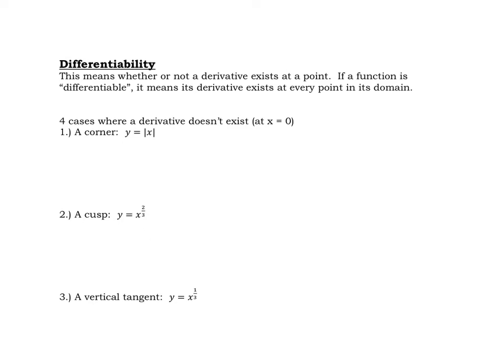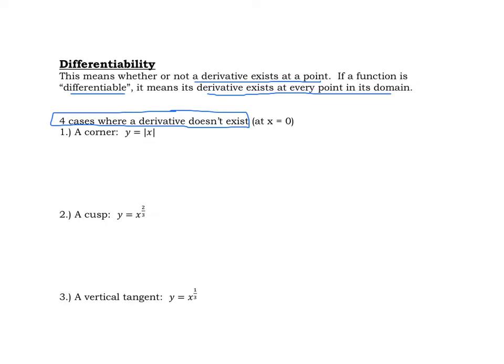Okay, we're going to take a look at differentiability. This means whether or not a derivative exists at a point. We say that if a function is differentiable, that means the derivative exists at every point in its domain. So we're going to take a look at 4 cases where the derivative does not exist. Okay, and we're going to focus on situations where the spot that it doesn't exist happens at x equals 0.